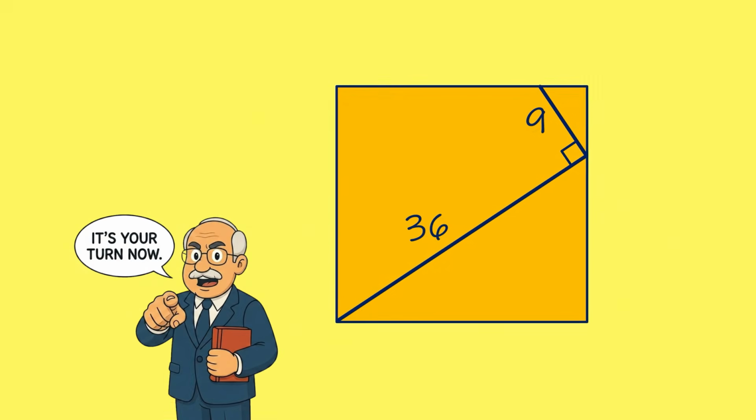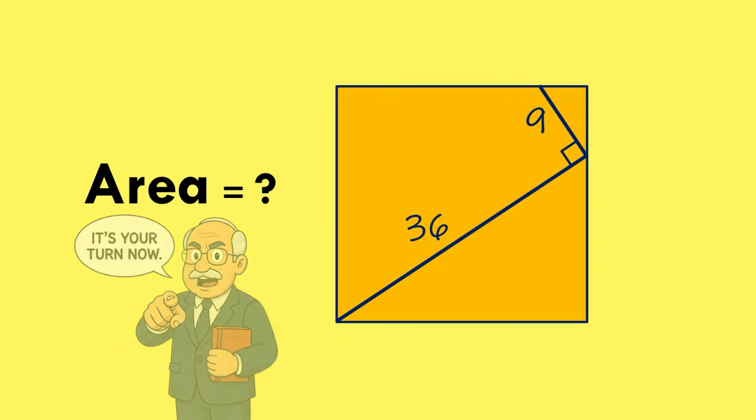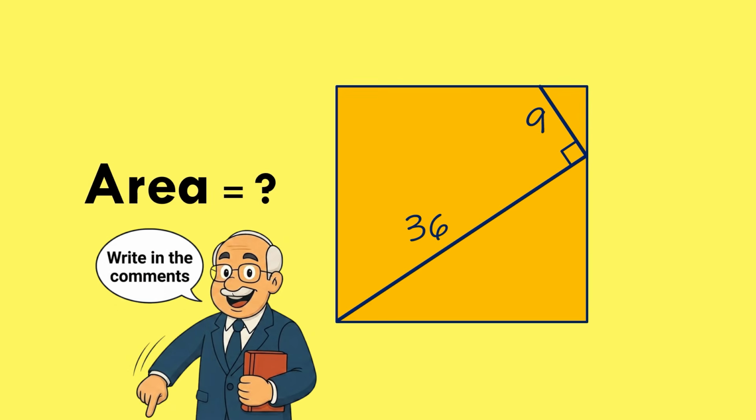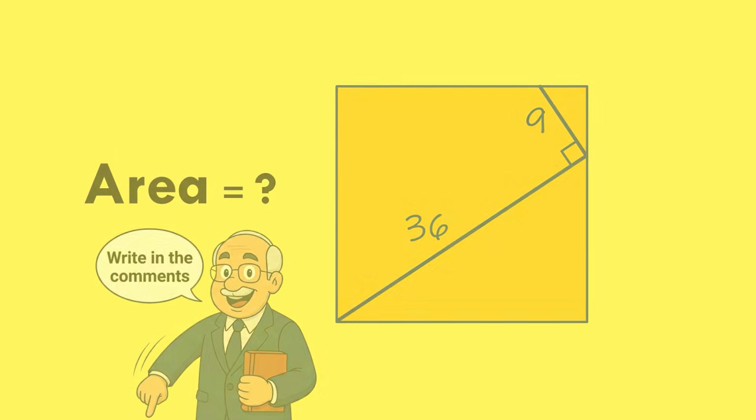Now it is your turn to test your geometric reasoning. Consider the exact same square setup, but this time the longer segment measures 36 and the shorter segment measures 9 units. Using the same similar triangle ratio and Pythagorean relationship we covered today, what is the area of this square? Work through the steps and share your final answer in the comments below.